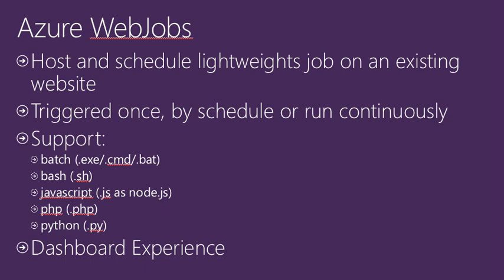Web jobs have 3 types: triggered, scheduled, and continuous. Triggered jobs are jobs that require manual intervention to trigger. For example, you can go and click to run it, it will execute and then stay idle. For scheduled jobs, you have to provide a schedule file, and based on that schedule, the job will keep on running.